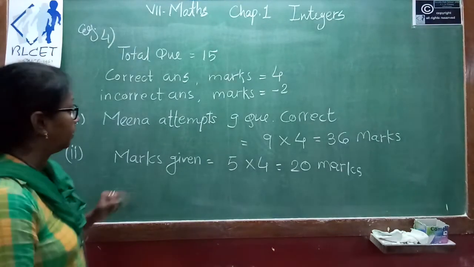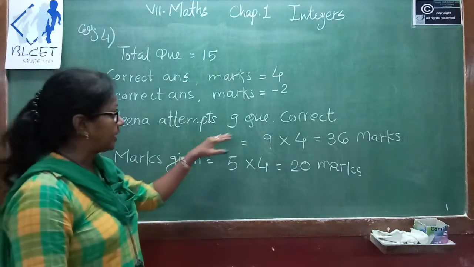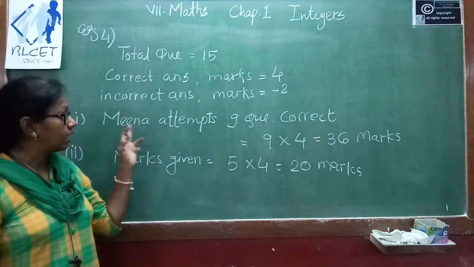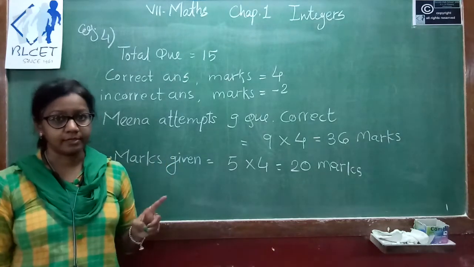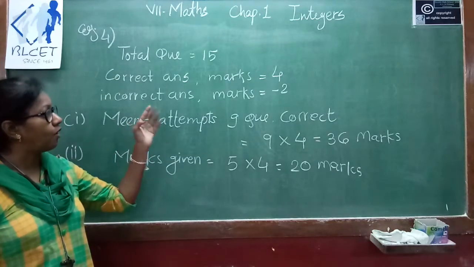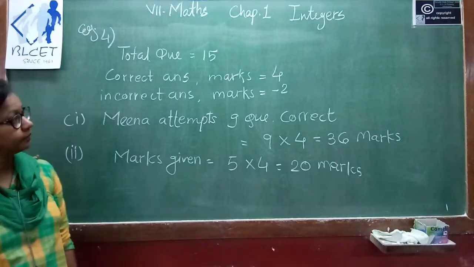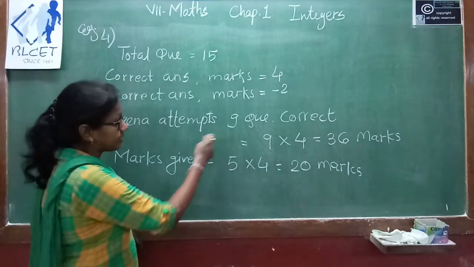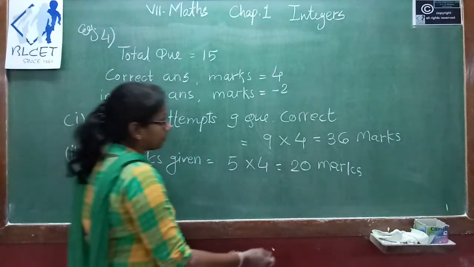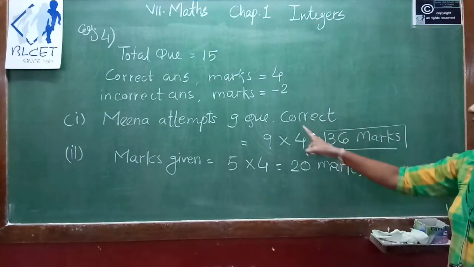Okay students, so right now we have considered the correct marks. Suppose 9 questions correct, so 9 into 4, 36 marks. Meena got 9 correct answers. So how many questions has she attempted wrong? So what we have to do? 15 minus 9. So what is the answer? 6 questions. So she has given an incorrect answer for 6 questions. So that much we have to subtract. Okay, 36 marks for the correct answers.